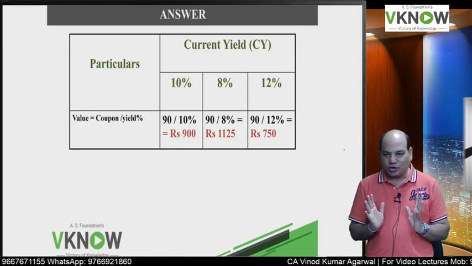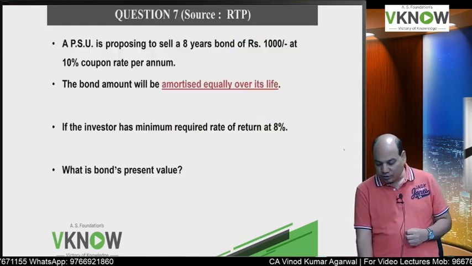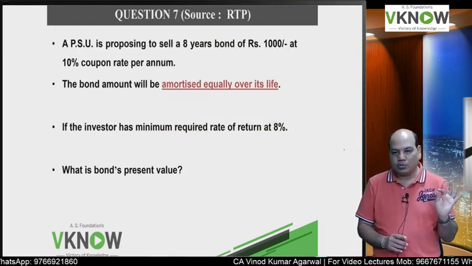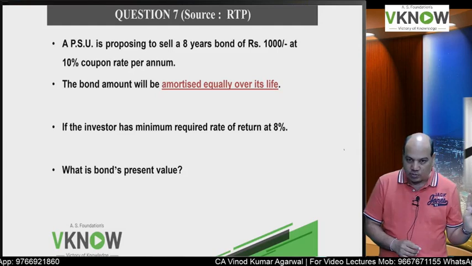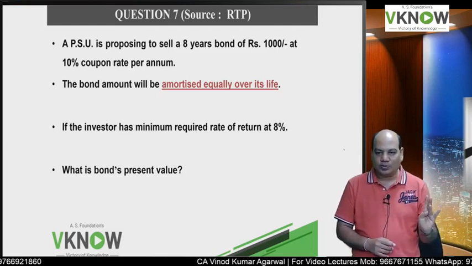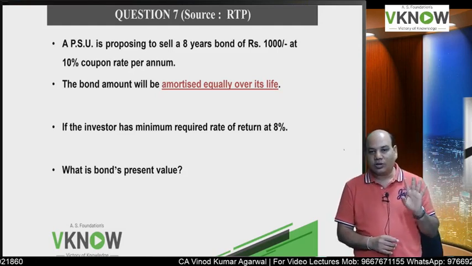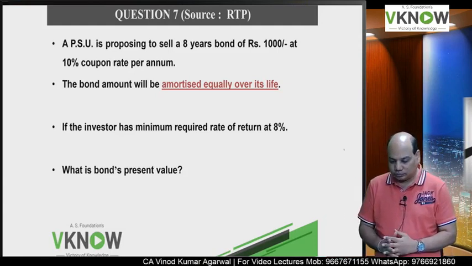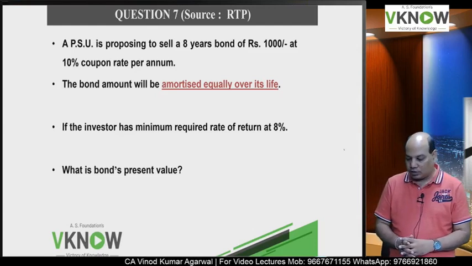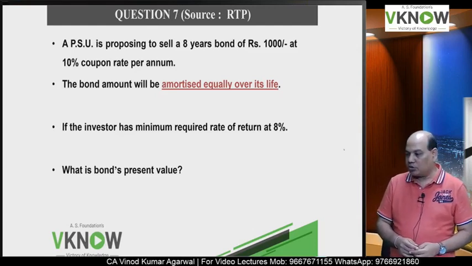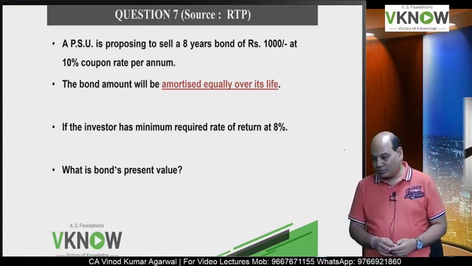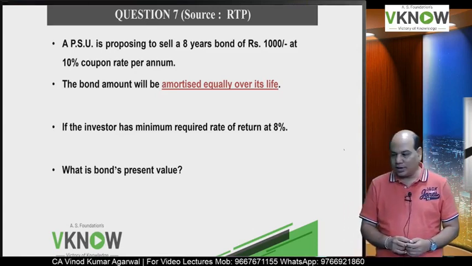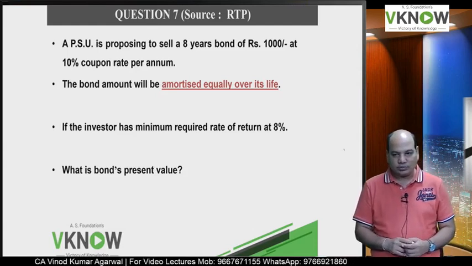Demo problem, okay, conceptual problem. It will be required in advanced questions also. So we have taken coupon bond, semi-annual coupon bond, perpetual bond. Now the next category is self-amortizing bond. A PSU is proposing to sell an 8-year bond of rupees 1000 at 10% coupon rate per annum.